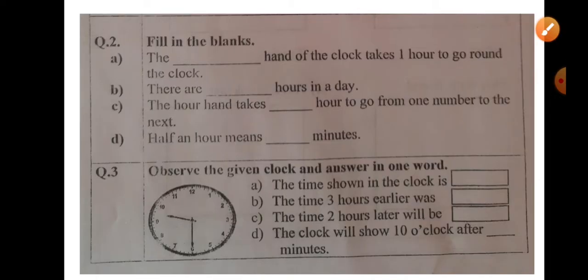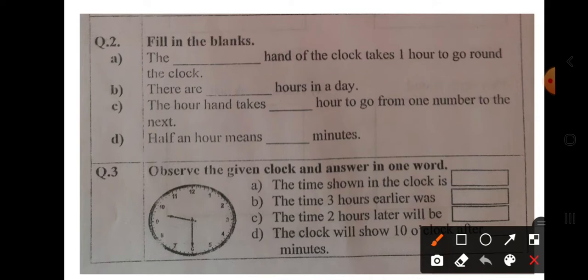Fill in the blank. The dash hand of the clock takes 1 hour to go around the clock, the hour hand. There are dash hours in a day, 24 hours in a day. The hour hand takes dash hour to go from one number to the next number, takes 1 hour. Half an hour means 30 minutes.